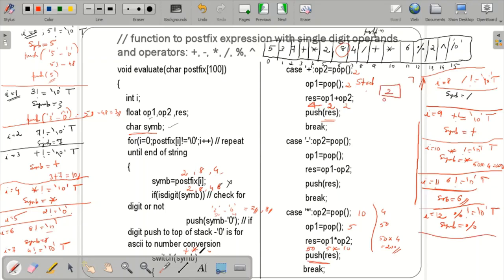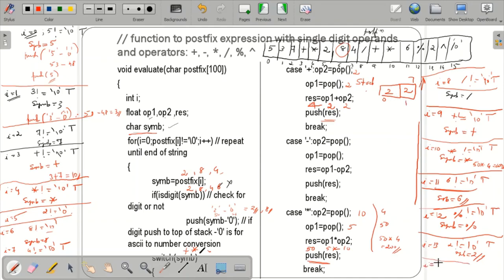Now I = 12 is done. Next it is I = 13. Now I = 13, we have 2, that is not equal to null character, so it is true. Your sim will be 2. So if sim is equal to 2, I am directly pushing onto the stack, because if it is a digit, we are checking push sim minus 2, so directly I am pushing onto the stack. So it will not go to the switch.